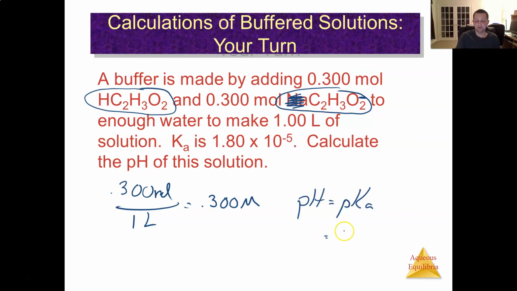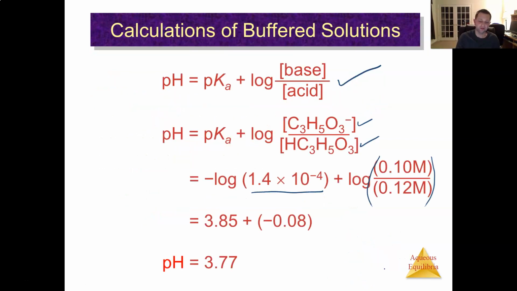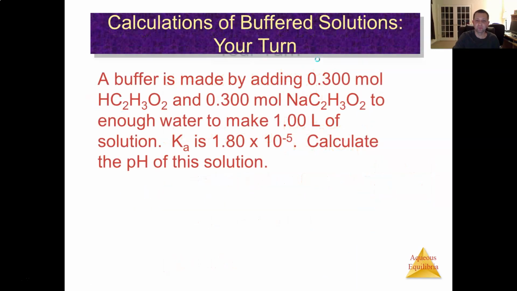So that's going to be equal to my negative log of Ka, which is negative log of 1.8 times 10 to the negative fifth. I believe that comes out to 4.74 for your pH of this buffer solution. You could have continued the Henderson-Hasselbalch equation. You could have had the concentration of conjugate base over acid.